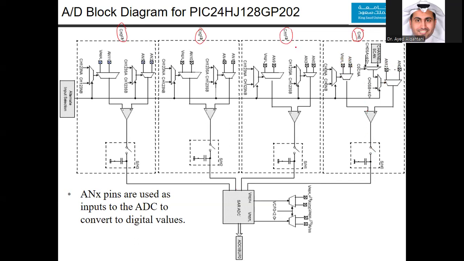Now for the next channel, you don't have all of the analog signals from 0 to 12 here. You have only AN0 and AN3, that's it. For the next one, you have AN1 and AN4. For the next one, you have AN2 and AN5. Now for the minus, you would choose between the VREF low and AN9. Here, you choose between the low and AN10, and here you choose between AN11 and the VREF low.